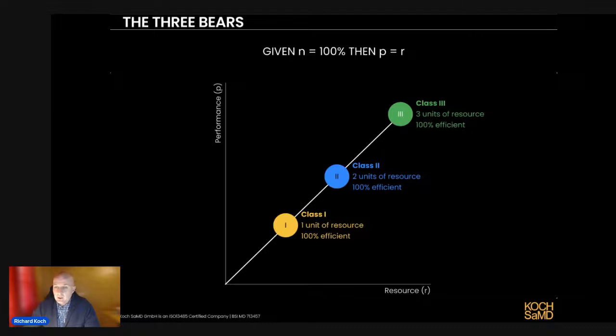So if we have a look, as we said at the beginning, each product team is managing a different class of products. So we would expect that class 1 would have the lowest amount of resource need to fulfill the requirements. Class 2 would have higher. So let's say class 1 has 1 unit of resource to deliver 1 unit of performance. Class 2, 2 units for 2 units performance. Class 3, 3 units of resource for 3 units performance.